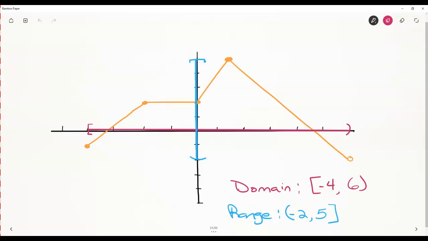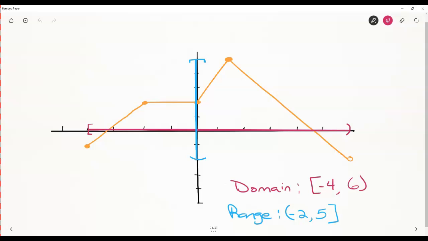So my range, these intervals are always read from the lowest value to the highest value. So it would be wrong for me to switch these two numbers around. But this range is -2 to 5, but I want to include 5 this time because its highest point is actually filled in. This is how you just read the domain and range if you're given the graph. If you're just given the function, the range is a trickier question to answer.